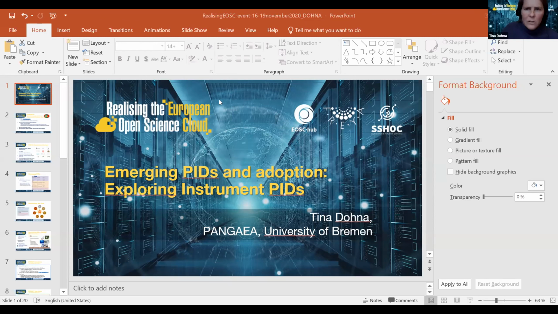Is it already showing full screen? It's showing, but not full screen. Full screen. Okay. Not sure. Okay. Is that better?